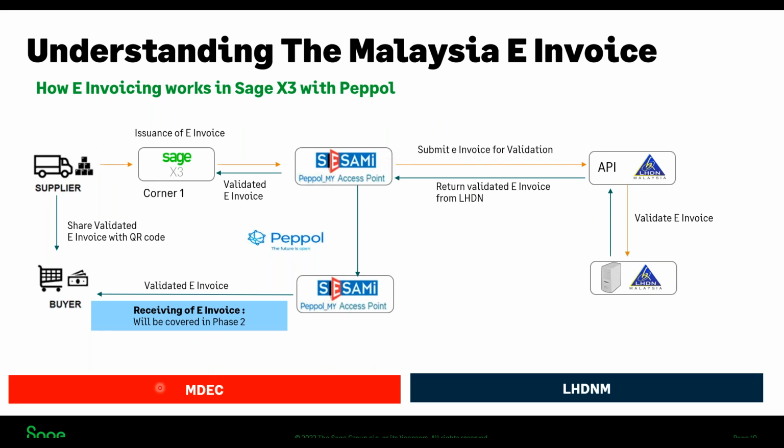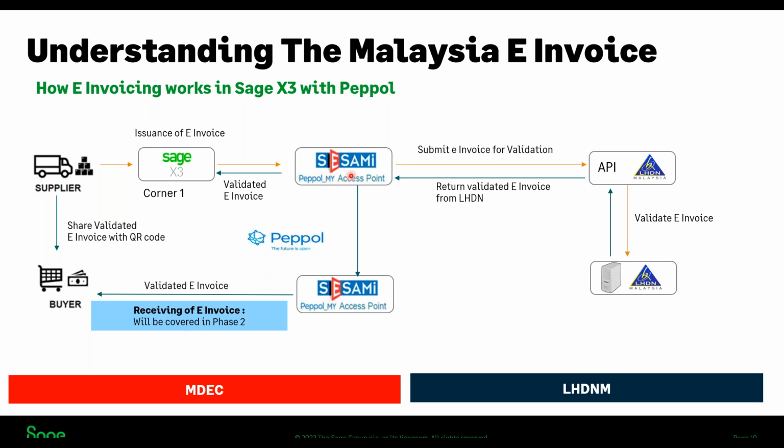Okay, as I mentioned to you, we have two government bodies in here. One is MDEC, another one is LHDN, or LHDN Malaysia, or IRB. This LHDN section will be managing the API, managing the tax information, the e-invoice that you submit to them with the tax information. And we have MDEC, whereby MDEC will bring PayPal to Malaysia. MDEC is working closely with the PayPal network to bring PayPal to Malaysia.